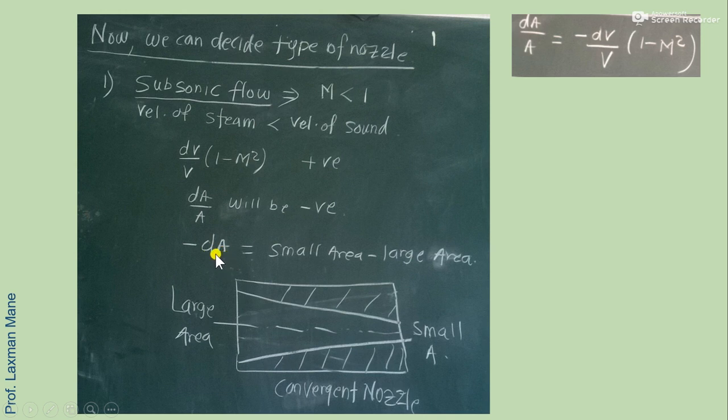And dA is the change in area, meaning final area minus initial area. Now final area is a small area and initial area is a large area. Small area minus large area is negative. This means this type of nozzle converts from large area to small area. So for the subsonic flow, a convergent nozzle is suitable. This is finalized with the help of this equation.